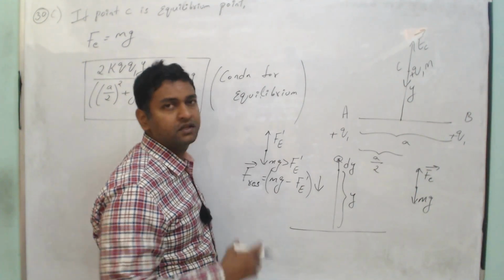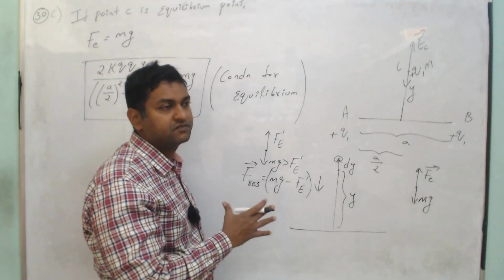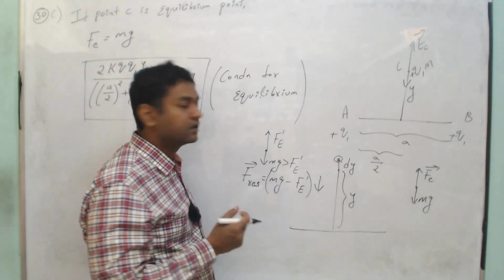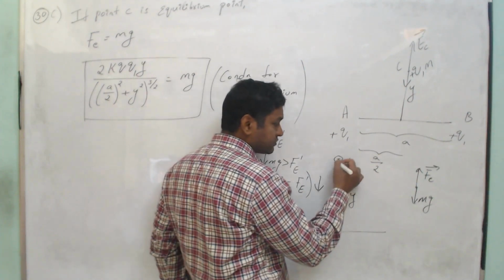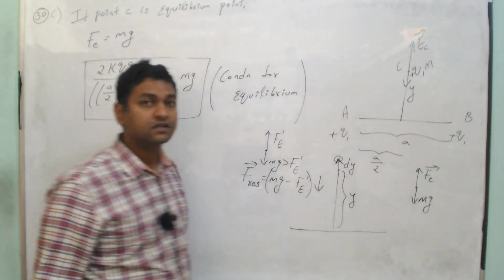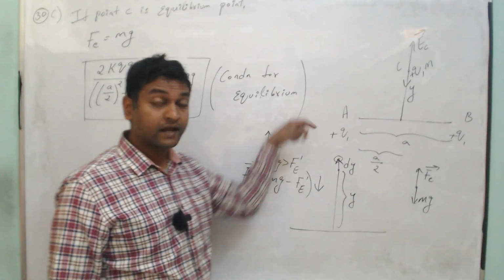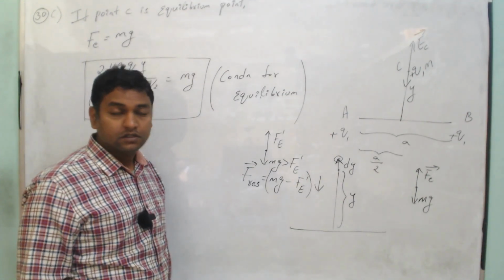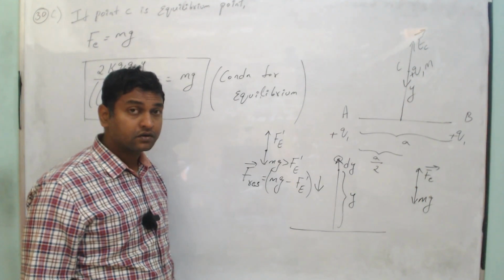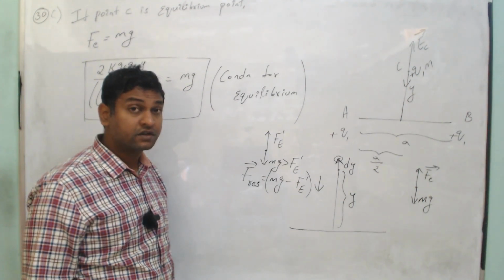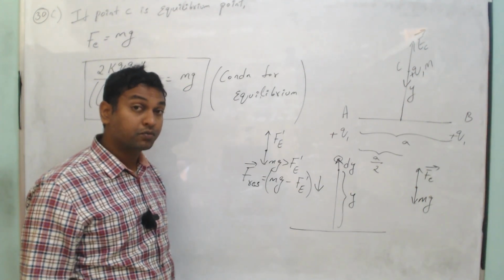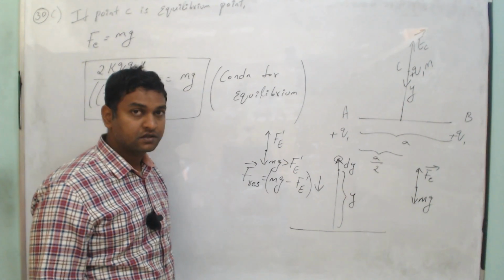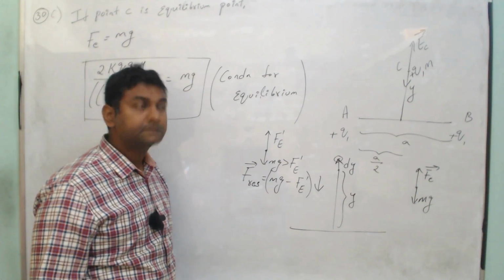So what are we grasping overall from this information? If you give a displacement dy in the upward direction, the resultant force acting on it is in the downward direction. So do you remember? If the resultant force is acting opposite to the displacement, stable equilibrium.